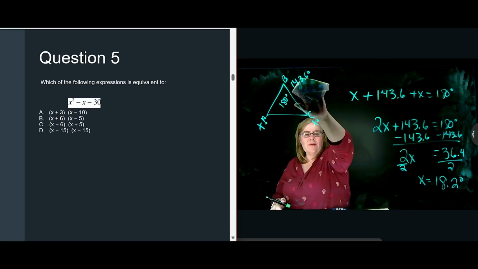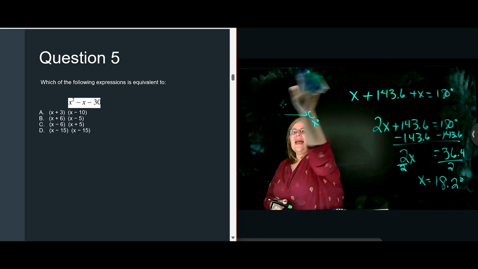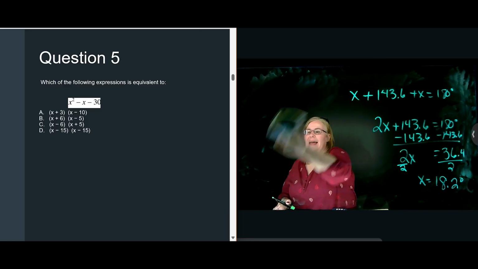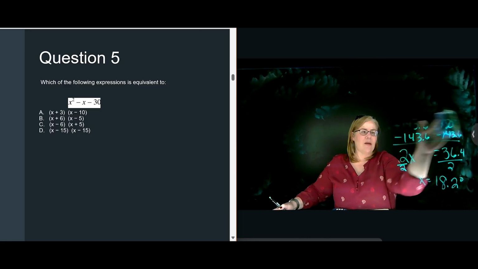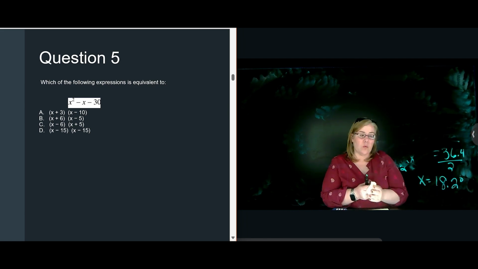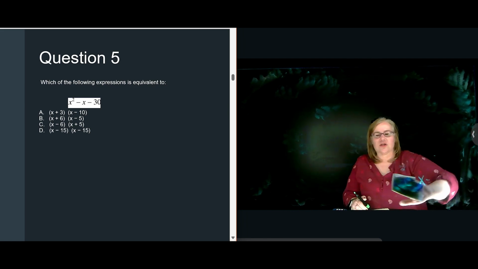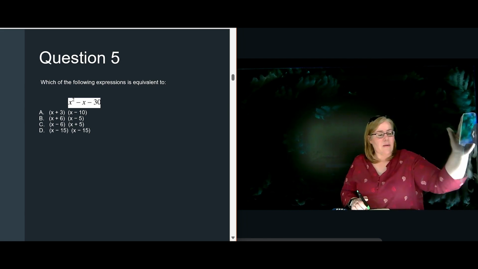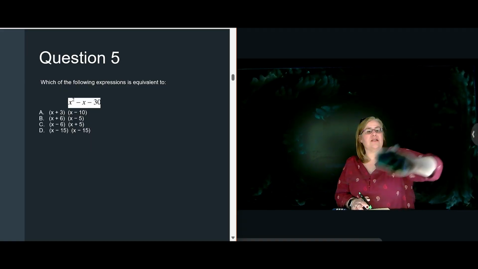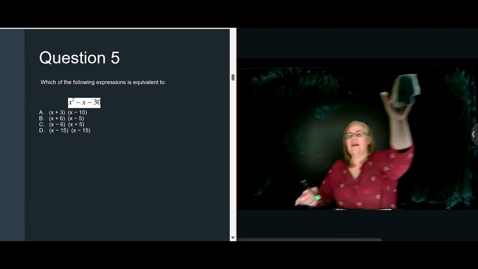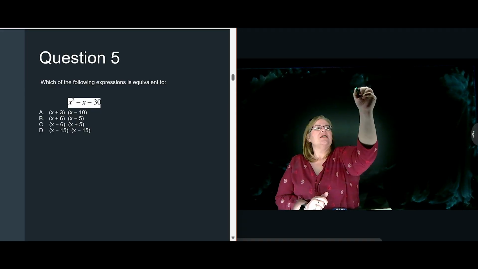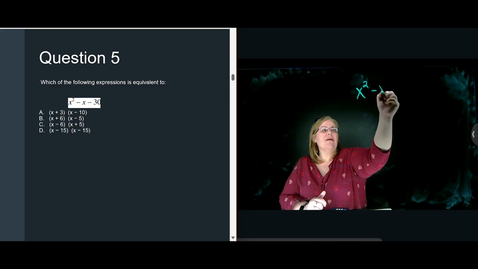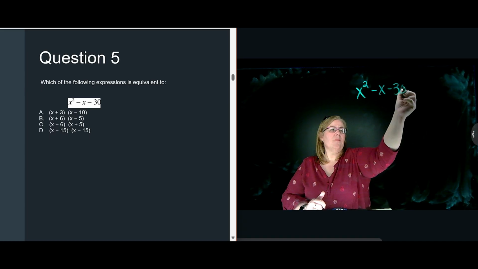So it says, which of the following expressions is equivalent? And then we have this quadratic expression. Now we know that equivalent means has the same measurement or equals the same number. In this case, meaning they equal. So one expression equals another expression. So I'm going to go ahead and write that quadratic up here. So I have x squared minus x minus 30.